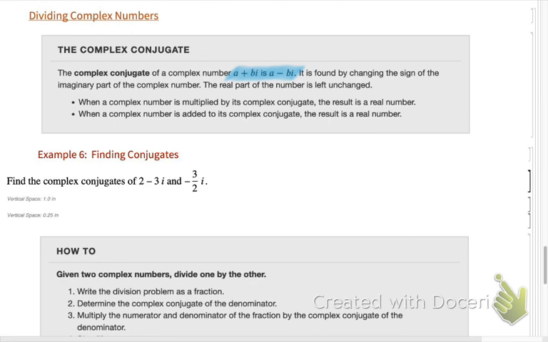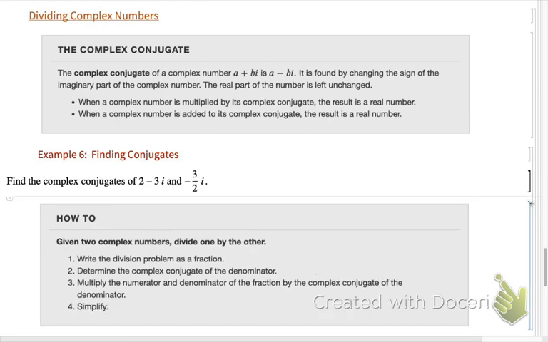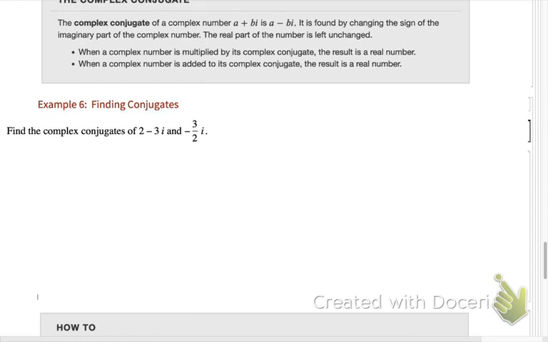Okay, so again, reading that, the complex conjugate of a plus bi is a minus bi, and it's found by changing the sign of the imaginary part of the complex number, and the real part of the number is left unchanged. And it's interesting, it turns out, when a complex number is multiplied by its conjugate, the result is just a real number. And it's also true that when a complex number is added to its conjugate, the result is a real number. So we're going to do an example here finding conjugates, and then we're going to dive right in and use conjugates to do complex division.